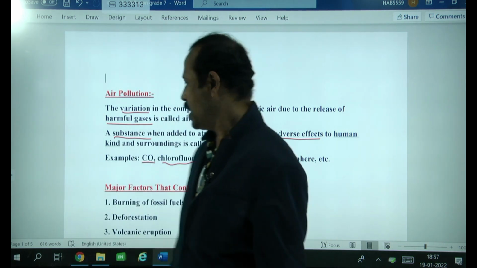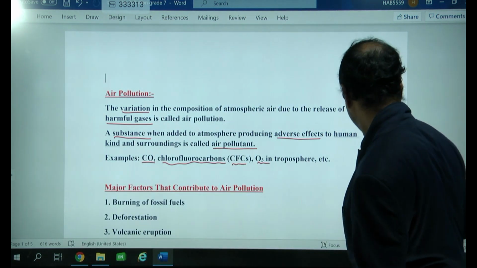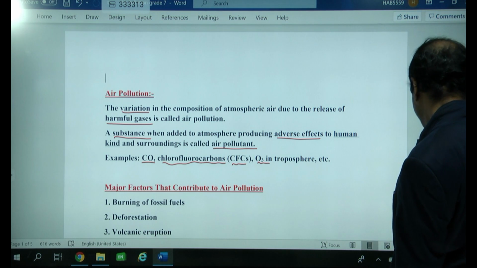Right. So now, what are the major causes of air pollution?